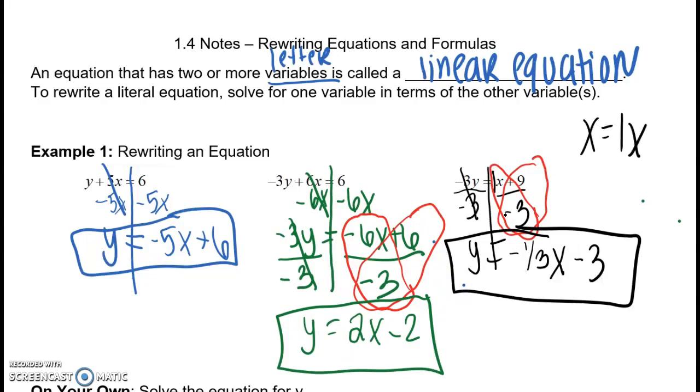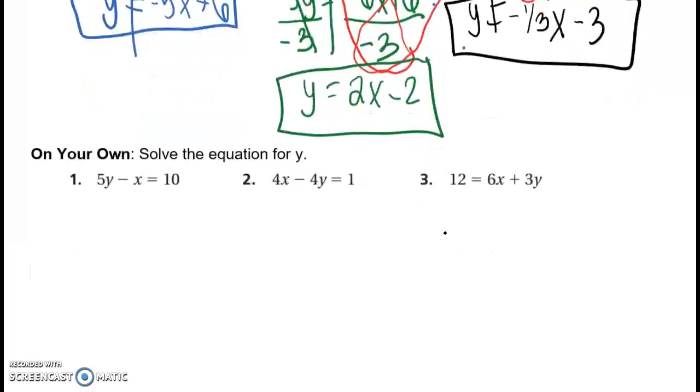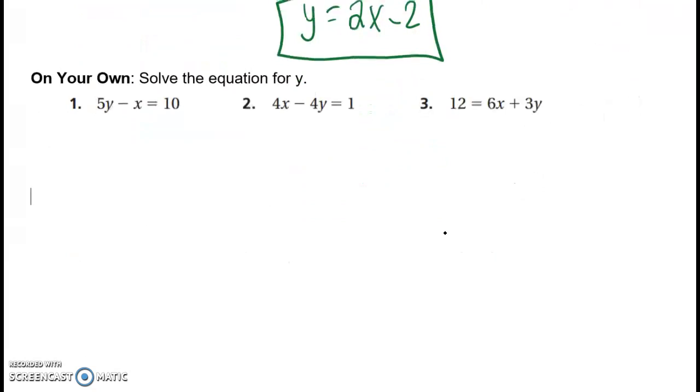All right, so now you have these 3 on your own problems. Do whatever your teacher directed you to do, and that's it.